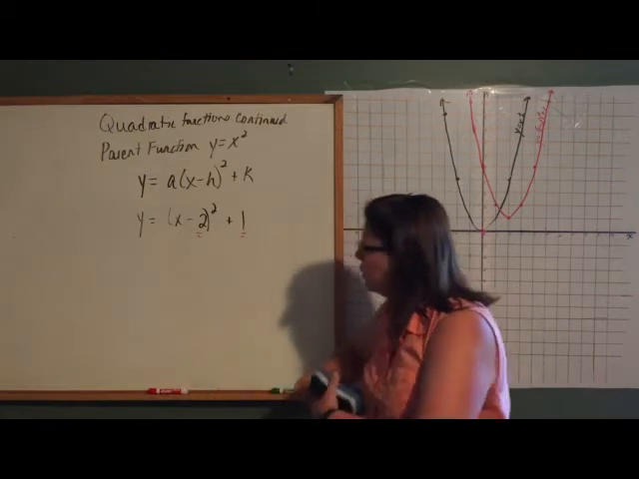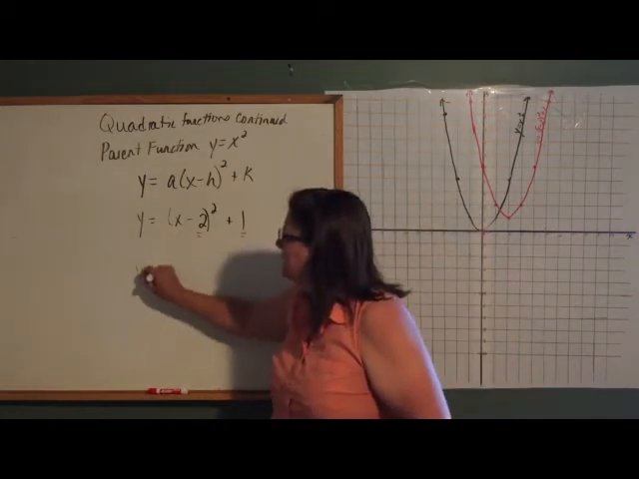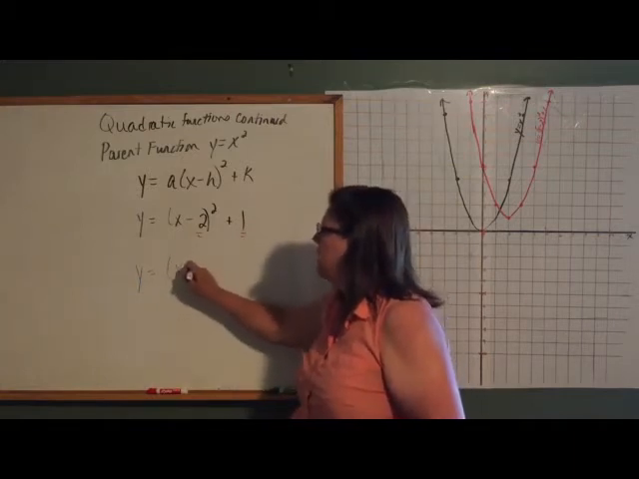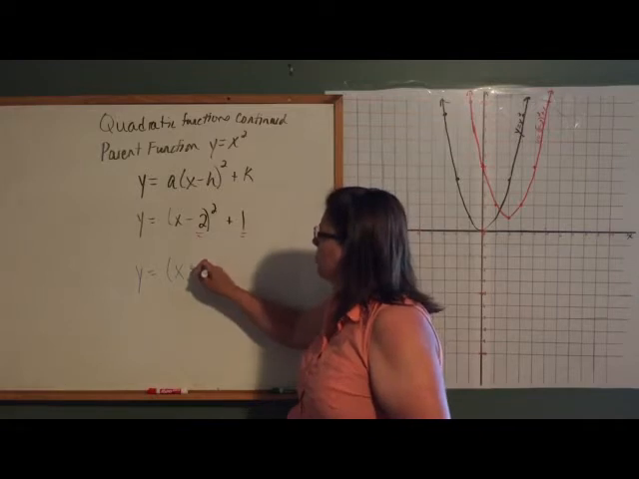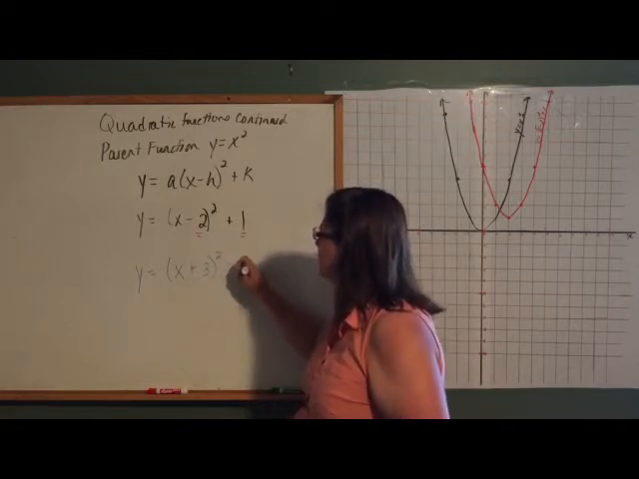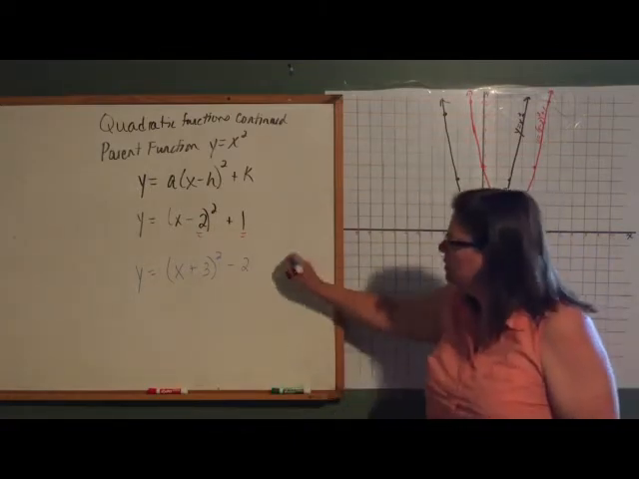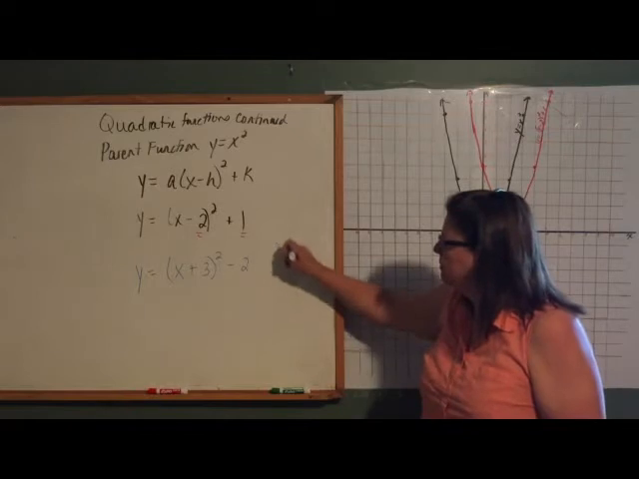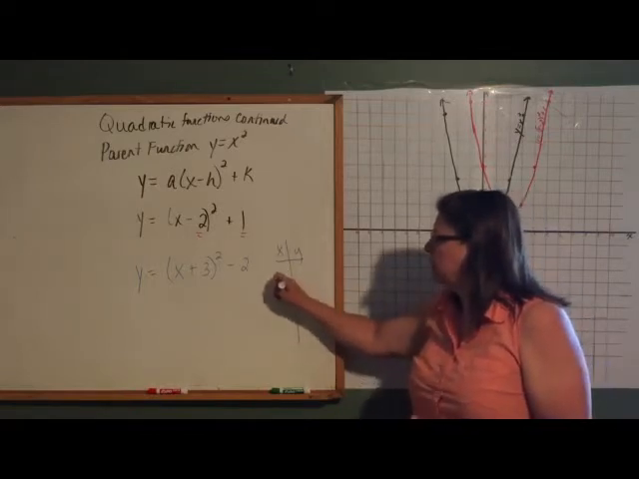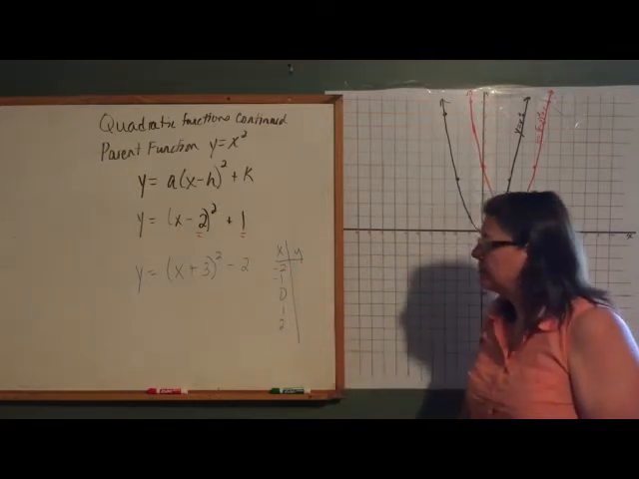I'll do this one in blue. So let's do y equals, and I'm still going to make my a 1. I'll say this time (x plus 3) squared minus 2. Let's see what happens with that. So I'm going to do an x, y chart. I'm still going to try the same numbers, and let's see what happens.